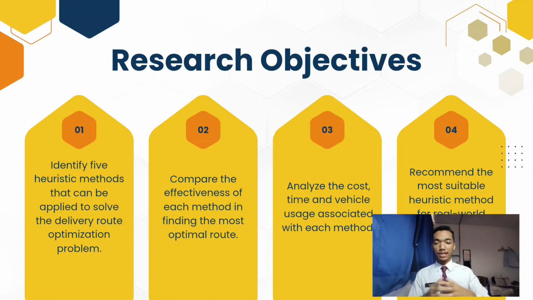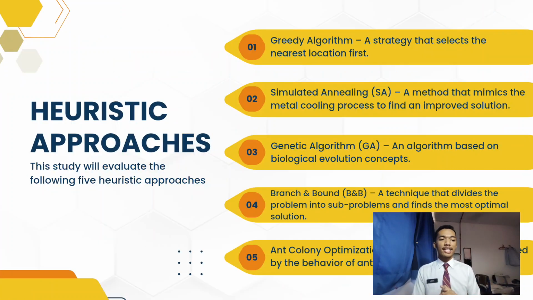Each objective is critical. For instance, even a minor improvement in route efficiency can result in significant savings in fuel costs and time. During this session, I will detail how each method contributes to this objective and provide examples from our calculation. So guys, this study will evaluate the following 5 heuristic approaches.